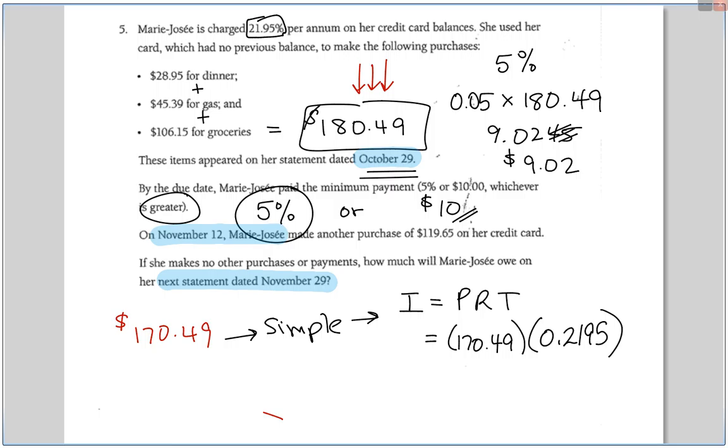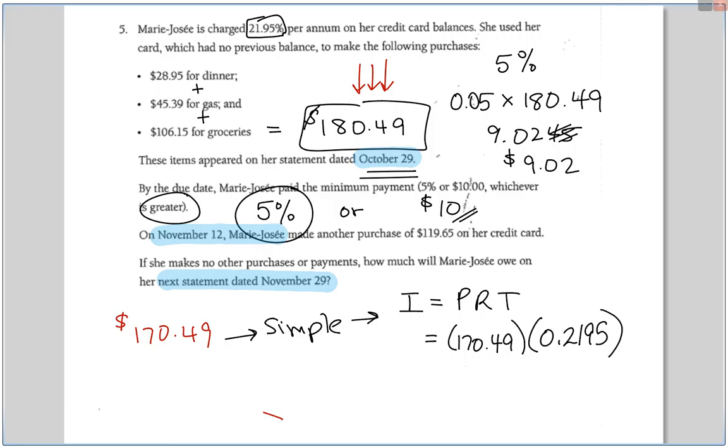Okay, so you got to figure out the statements, and you got to read through these questions. This is a tough question. So when does the first statement end? October 29. And the next statement is November 29. So how much will she owe on her next statement? So how many days from Oct 29 to November 29? It's tough.